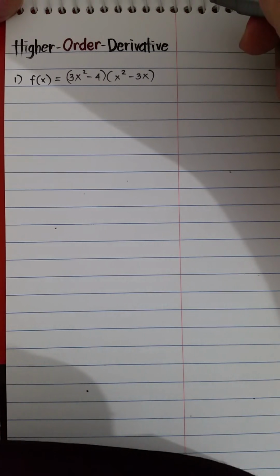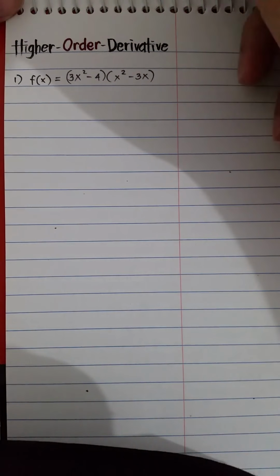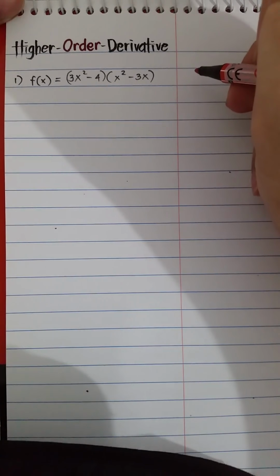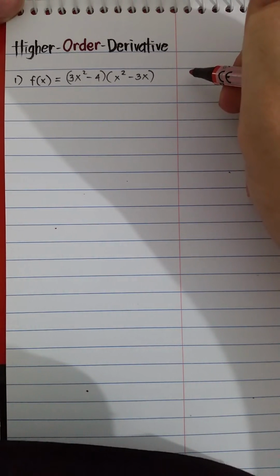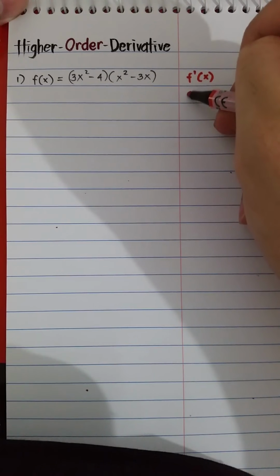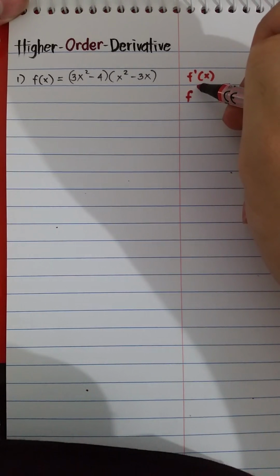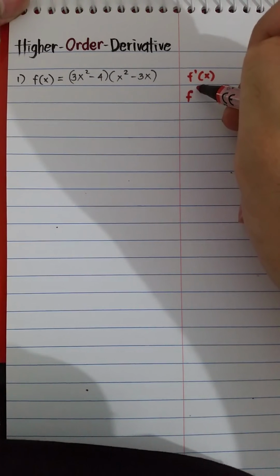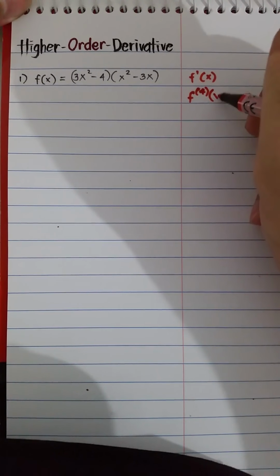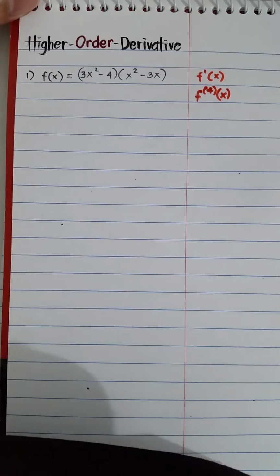we first get the derivative using the product rule. For instance, the problem states that we need to find the first derivative and the fourth derivative. By the way, for the fourth derivative and onwards, we need to use parentheses and then we write 4 to indicate that we are getting the fourth derivative of the function f of x.